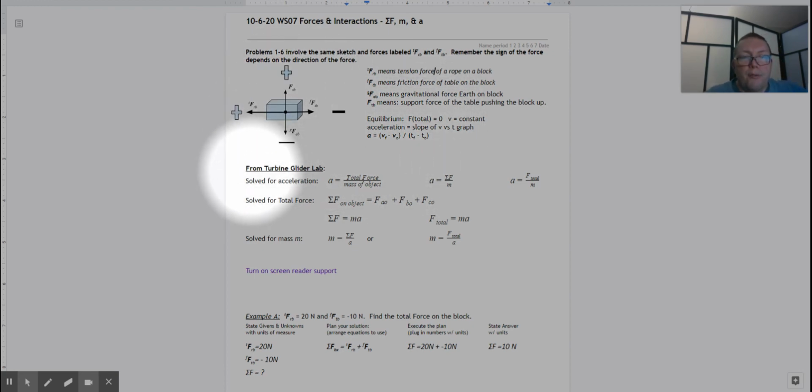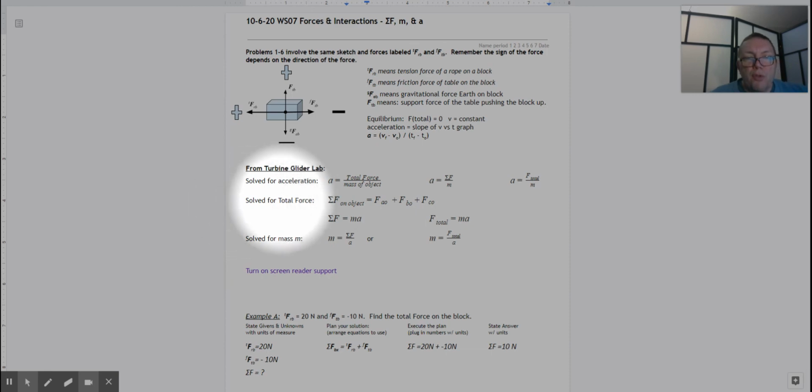So from that turbine glider lab that we did in Pivot Interactives, we have that the acceleration is the total force on the object divided by the mass of the object. This first row is all saying the same thing, just rearranging it using different ways to write these things down, different notations or different writing methods. A is total force over mass. A is total force over mass. If I'm going to be picky, this would be A is the sum of all forces divided by mass.